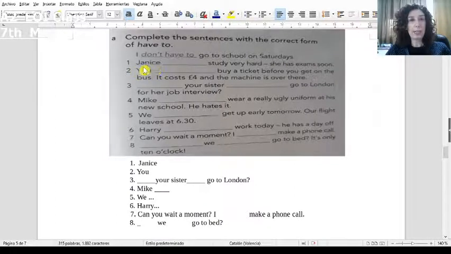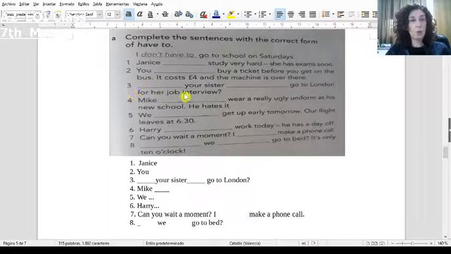Penseu, Janice, tercera persona del singular, es ella. ¿Qué forma cogerá el have to? Study very hard. She has exams soon. Tiene que estudiar mucho porque tiene exámenes pronto. Two, you buy a ticket before you get on the bus. Tienes que comprar el billete antes de subir al autobús.